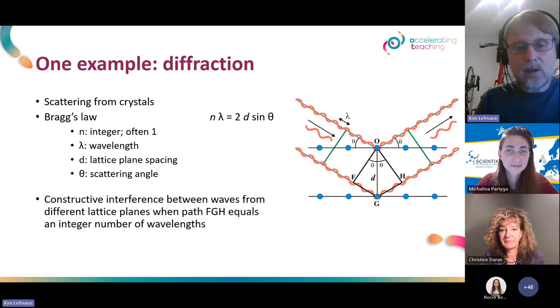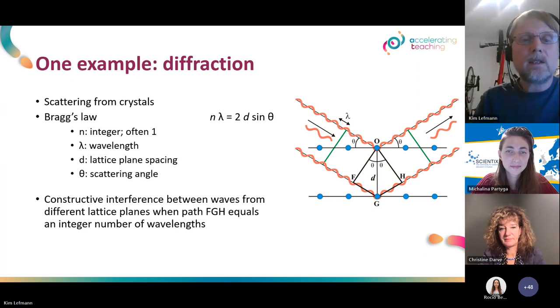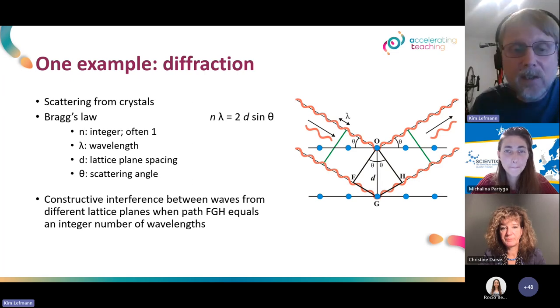The wave has angle theta to the lattice plane and scatters. Incident angle equals exit angle, and it will scatter if this equation is fulfilled. And since we can know lambda, and we measure theta, then we can deduce d. And this is how diffraction works.